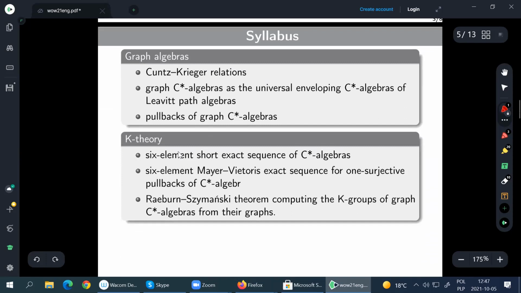Well, I want to explain to you the usual standard six-term short exact sequence of C*-algebras. And then I want to do the six-term Mayer-Vietoris exact sequence for one-surjective pullbacks of C*-algebras. Oops, I'm sorry, I'm missing the C* here. I was translating it from Polish to English, and here I skipped the C*. Oh, but I have a pen, look. So that's why I'm using this.